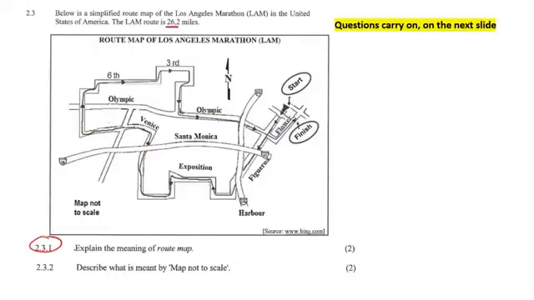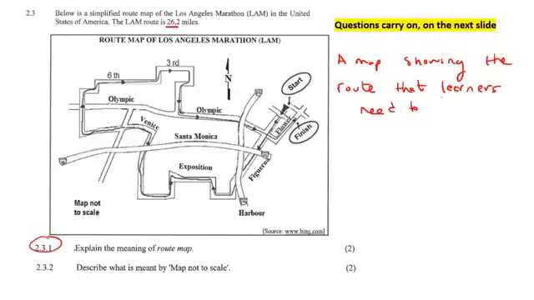So a route map is a map showing the route that learners need to follow in the race. Okay, then the next question, describe what is meant by map not to scale.